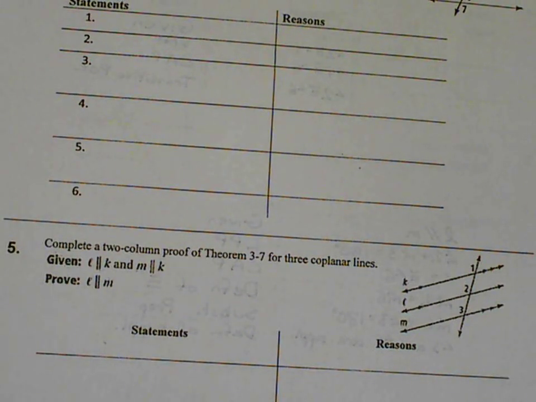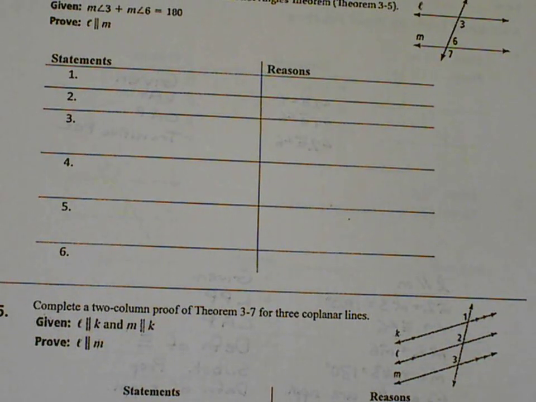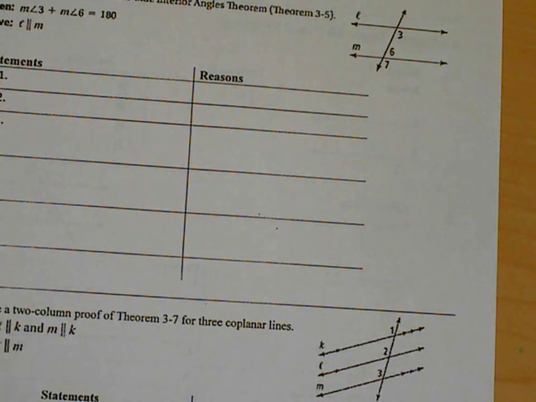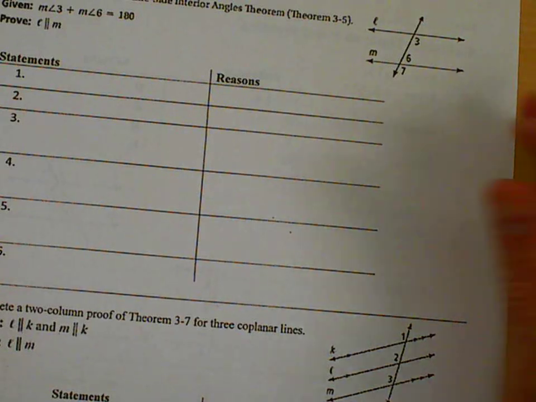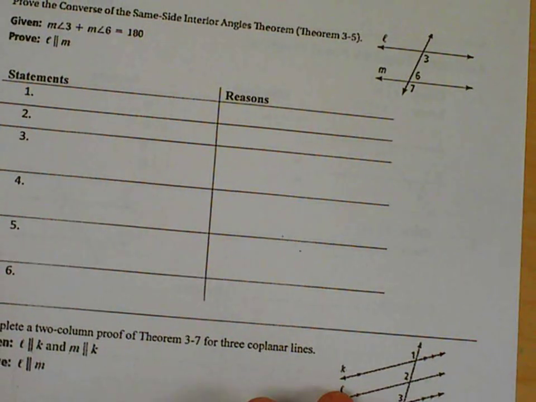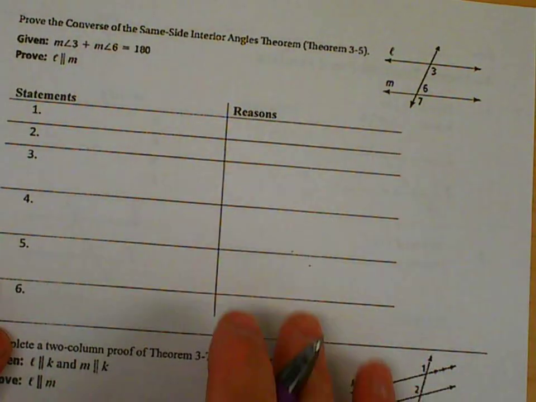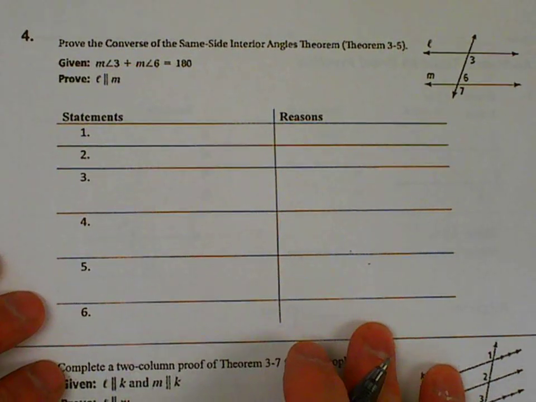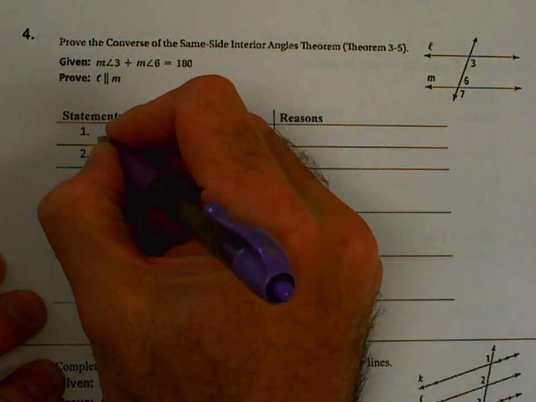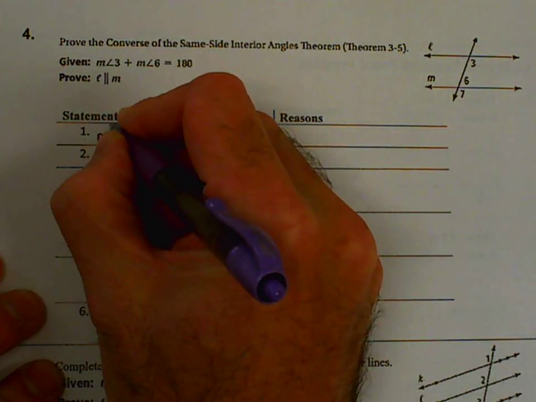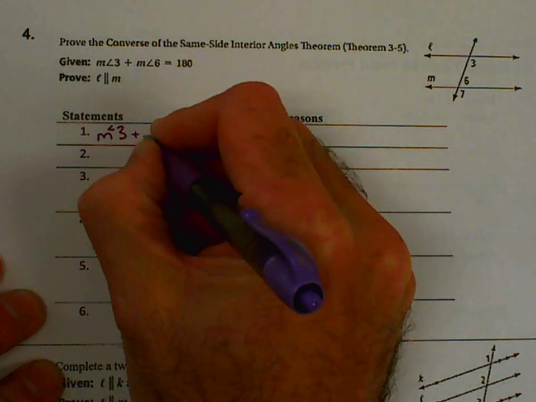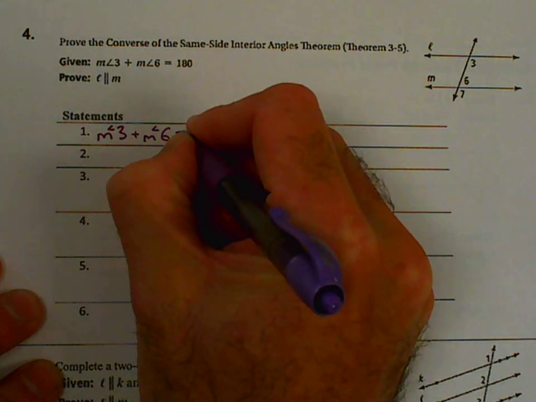Number 4, moving right along here. We want to go ahead and prove the same side interior angle theorem. So we're not going to use the same side interior angle theorem to prove it, and that's one of the misconceptions a lot of students will have and make mistakes on. I want to make sure that we realize that what we have here is the measure of angle 3 plus the measure of angle 6 was given to equal 180.